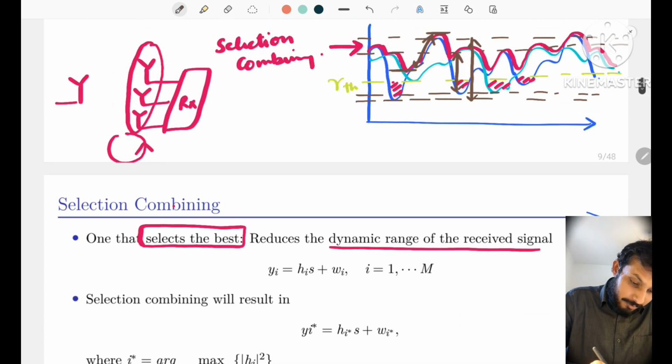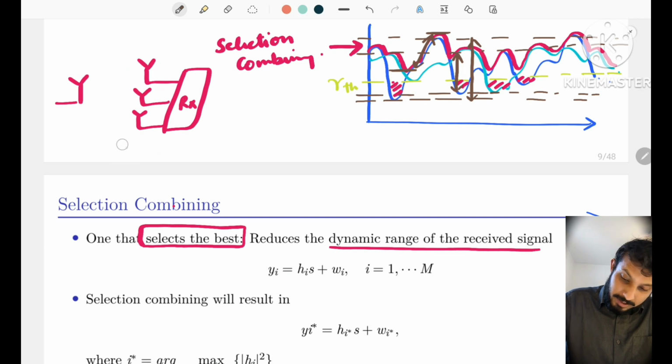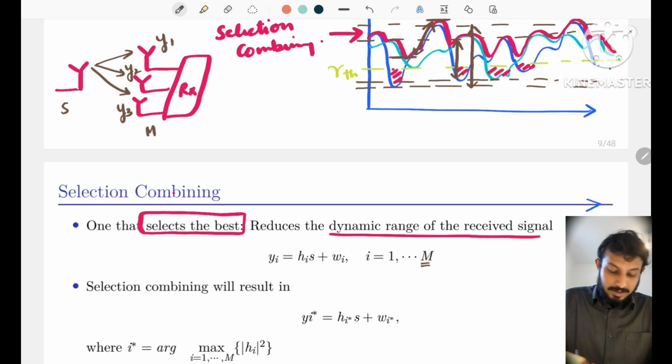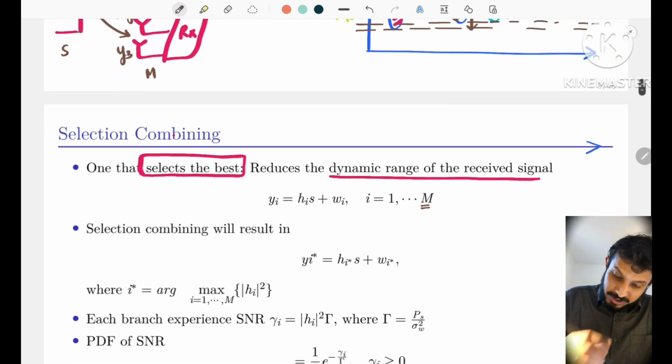So now when we have multiple antennas at the receiver, let's say we have M number of antennas, there will be multiple channel coefficients, one for each of the links, and we will receive multiple copies of the same signal s that is sent from the transmitter at the receiver. And so we can write the received signal equation as y_i, that means the signal received at the ith branch, equals h_i, the channel coefficient corresponding to the ith branch, times s, plus noise corresponding to each branch.